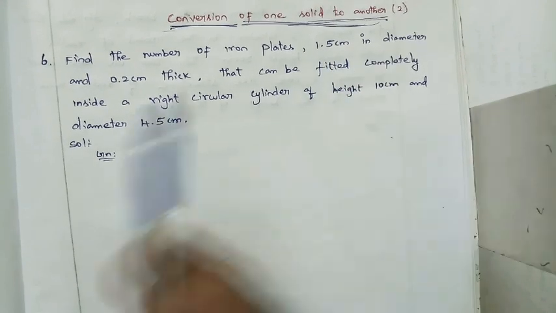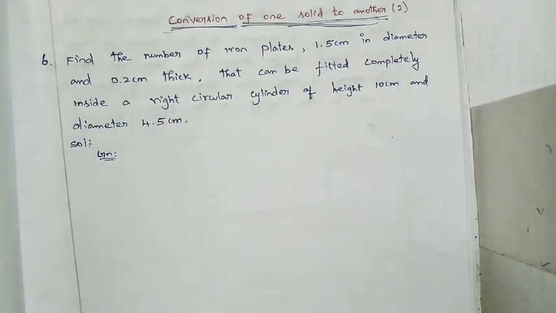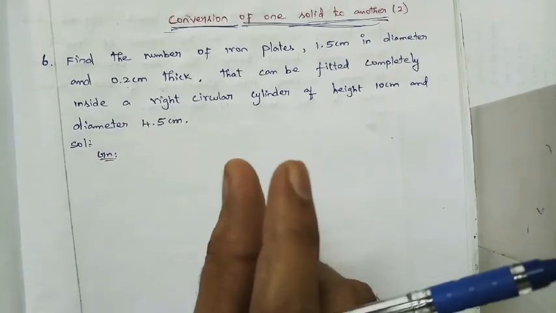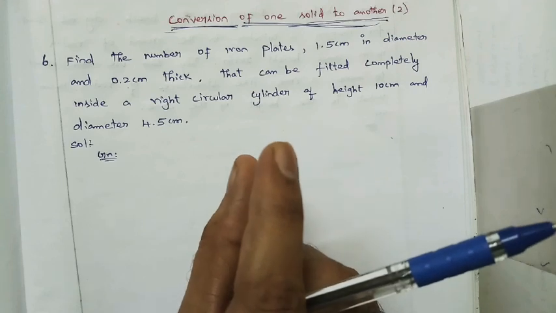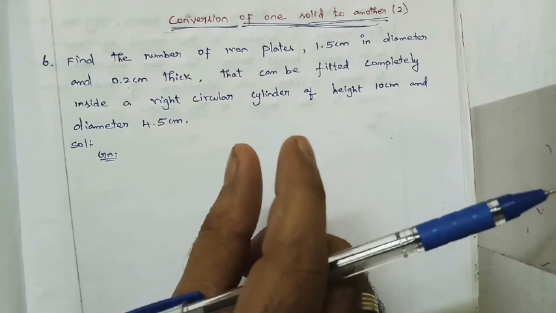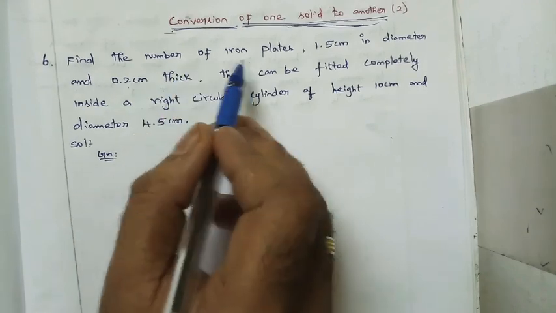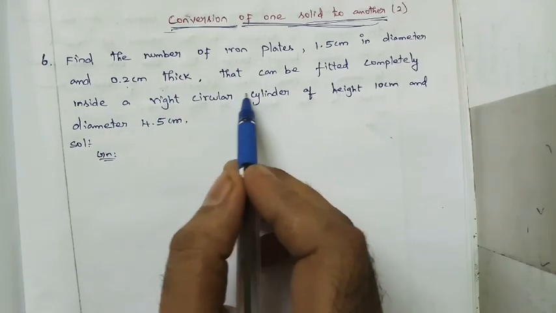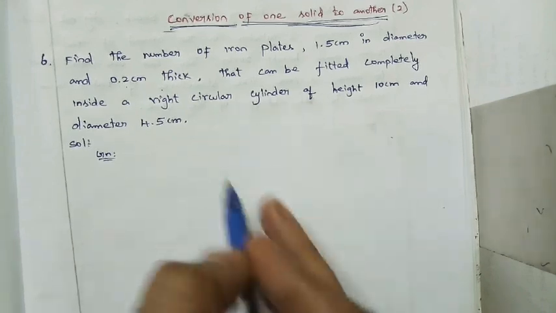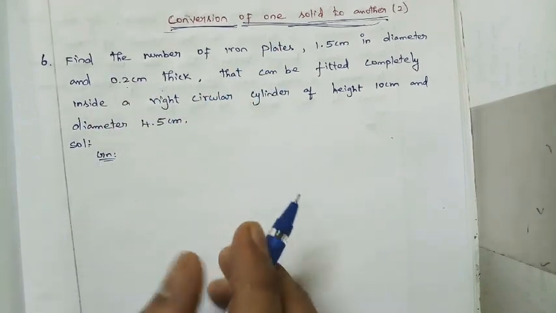1.5 centimeter in diameter means the circle shape. But 0.2 centimeter thick means the thickness is 0.2 centimeter. That is the height of the iron plate, 0.2 centimeter. So the iron plate should be in the form of a cylinder shape only. Understood? The base and the top are circle shape and the thickness is 0.2 centimeter. So it's a cylinder.